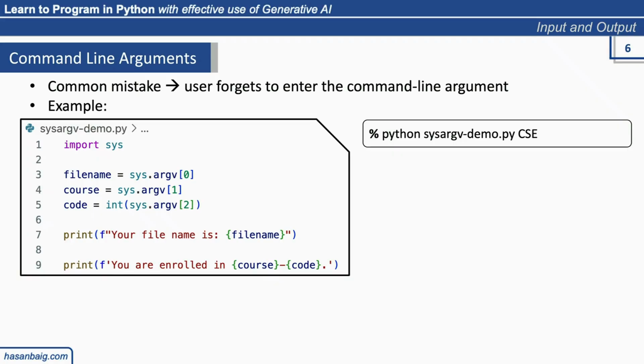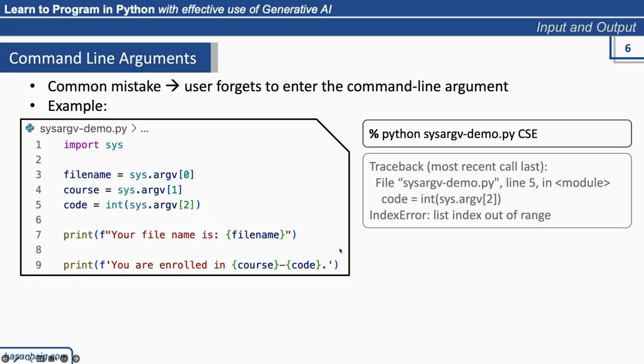You have done this before a lot of times. What is this? ARGV. ARGV is a list. So the 0th index contains what? The file name. And ARGV1 is CSE. What is ARGV2? Nothing. And we are trying to access an element from an index which does not exist. So it will throw an error: list index out of range. We are trying to access an element at a certain index where there is no element.